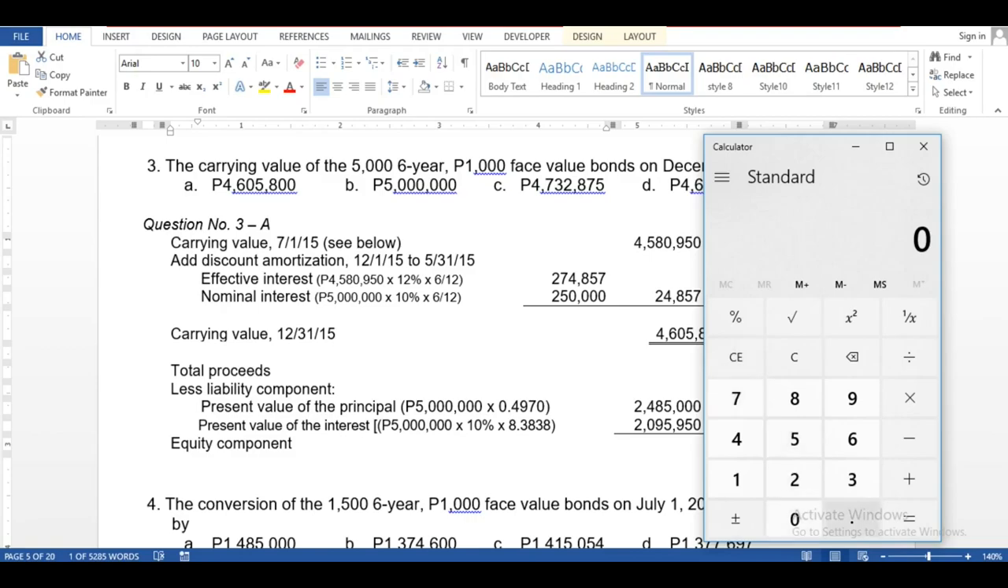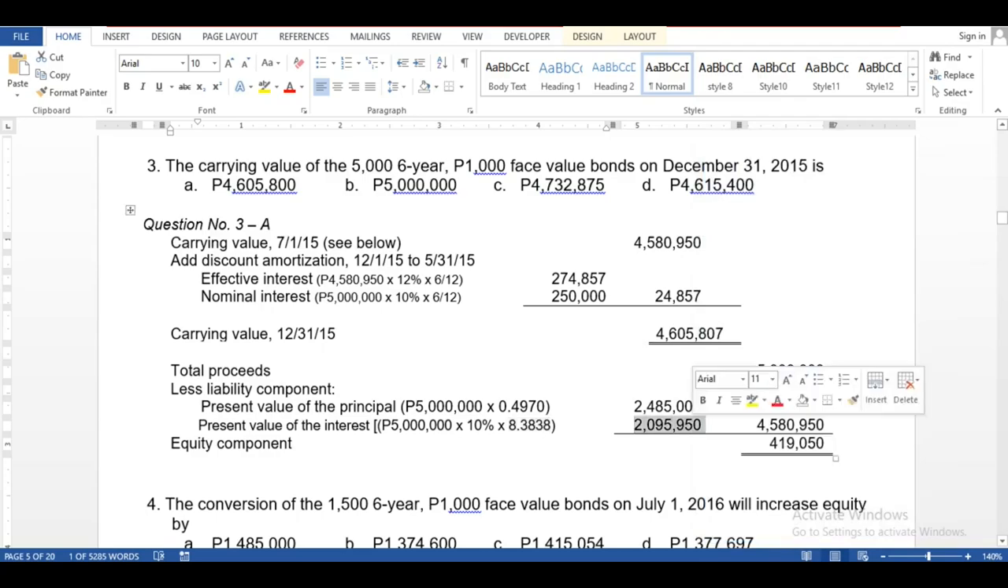Balik po tayo. So this is 1 divided by 1.06, and this is 12, no? 1, 2, 3, 4, 5, 6, 7, 8, 9, 10, 11, 12. Minus 1, equals, then divided by 0.06. So, meron siyang 8.3838 na PVOA1.